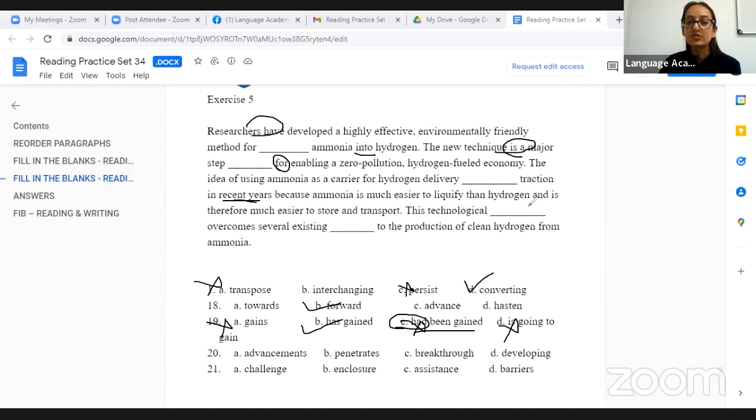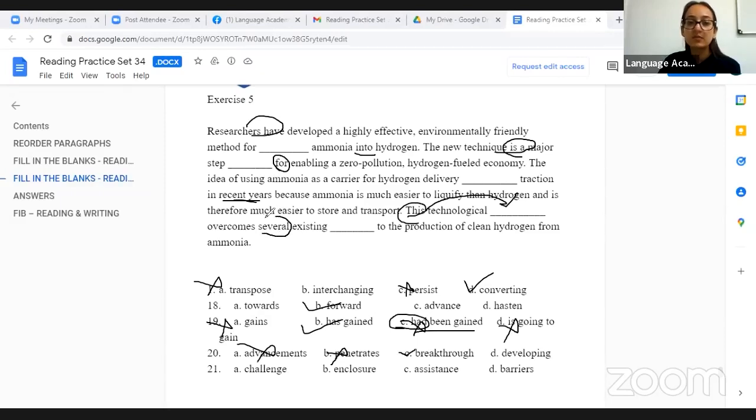This technological dash, now this comes with a singular noun always. So with this, it has to be, advancements cannot be the answer. Penetrates cannot be the answer. Breakthrough or developing. Out of these two, developing is not a noun. Development is the noun. So we can say this technological breakthrough. Breakthrough means advancement. This technological new thing that we have got overcomes several existing dash.